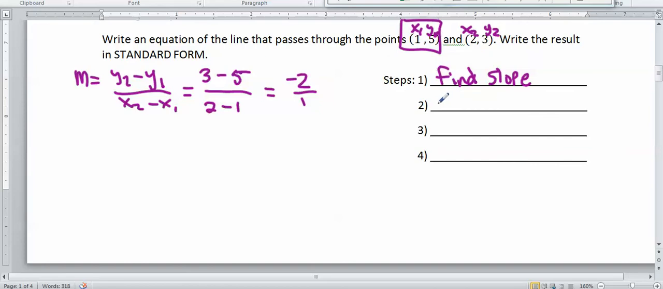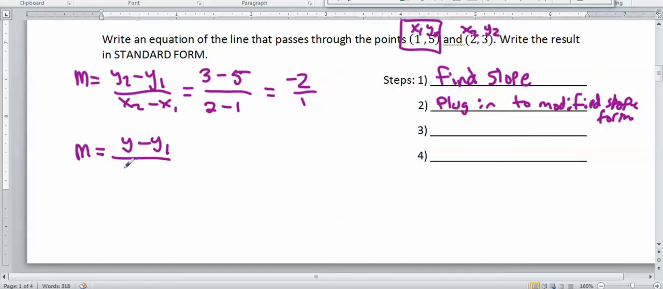Okay, so I've got all my information. I have my m is negative 2 over 1, x1 is 1, and y1 is 5. So I'm going to plug that into modified slope form. Okay, so I'm going to take my m equals y minus y1 over x minus x1. Plug in all that information. So I get, let's see, my slope is negative 2 over 1. And I like to leave it as a fraction even though it's just negative 2 because cross multiplying is easier with fractions.